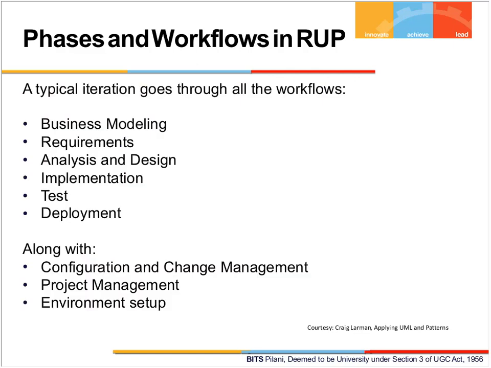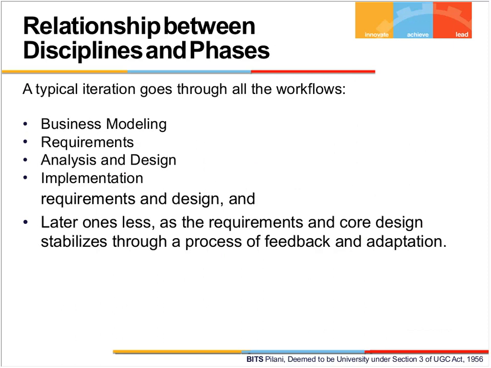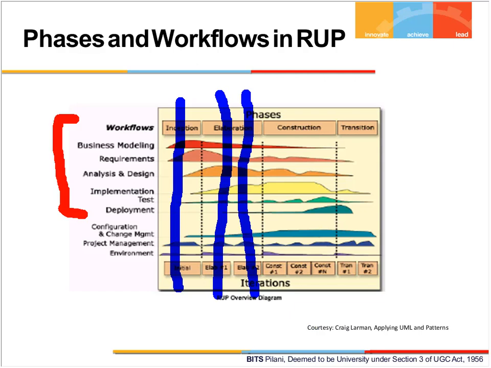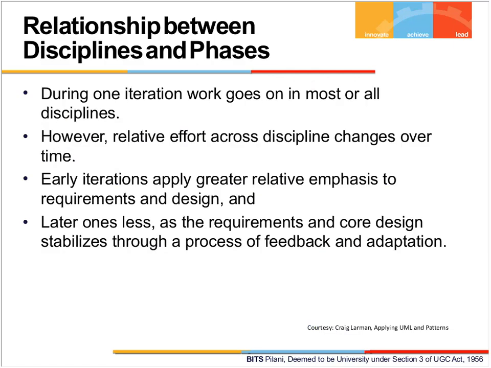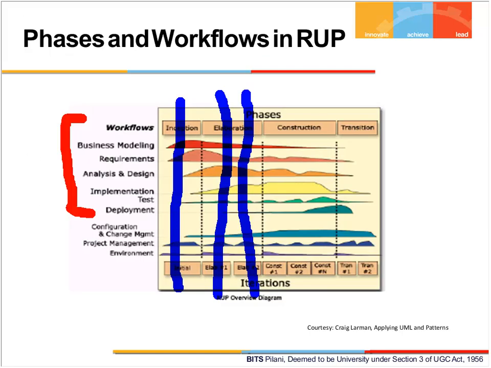So the idea is, let me put it this way. There are disciplines as well as phases. Your disciplines are on the left hand side, right? So these are my disciplines on the left hand side, and these are my phases, right? Now I'll give you a relationship between the disciplines and the phases. Now what's happening? During one iteration, work goes on in most or all of the disciplines, right? So in every phase, or in one phase, work goes on in each and every discipline, right? It is only the amount of work that is different.